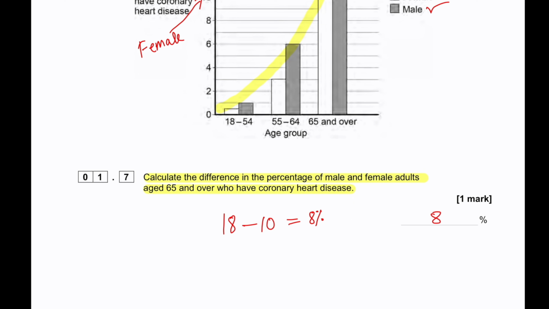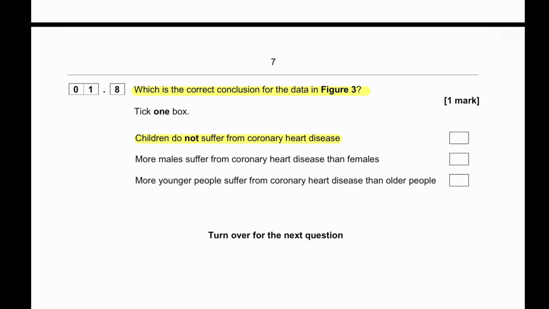We notice that coronary heart disease information starts from 18 and above 54. So there is no data present here. So we can't say anything. Cannot conclude anything about it.